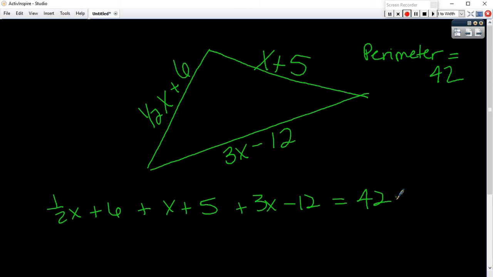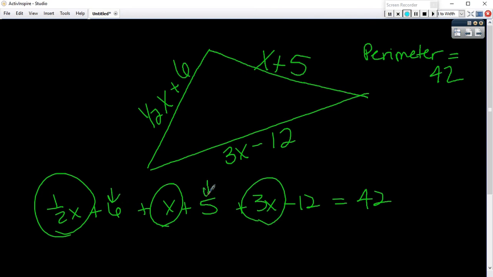Okay, so what goes together? 1/2 x, 1x, and 3x, and then 6, 5, and negative 12. All right, so let's look at the x's. 1/2, 1, and 3. What's that give you? 4.5, and 4.5 I'm going to put as a fraction. What's 4.5 as a fraction? Y'all remember doing this? 4 and 1/2.